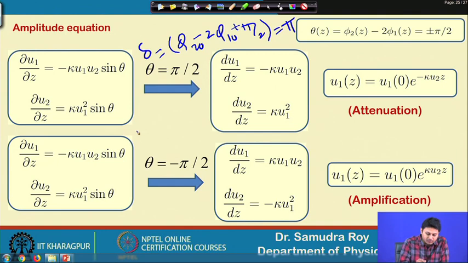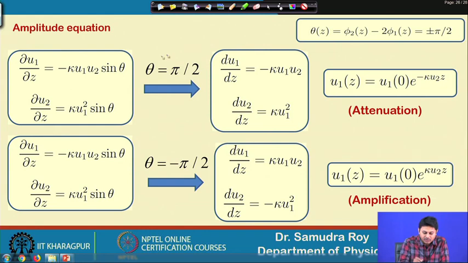then what value we will get from phi 2 0 minus 2 phi 1 0, this value is how much? Pi minus pi by 2. So, it is pi by 2. This quantity is our theta. So, eventually we will have theta equal to pi by 2, that means this term.